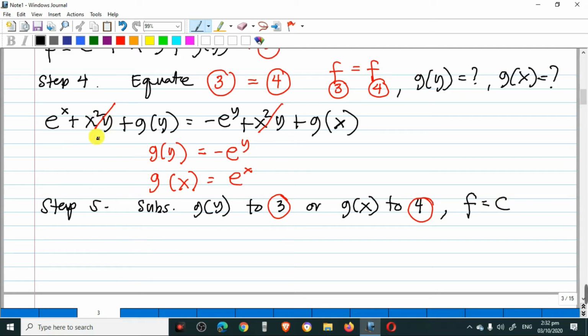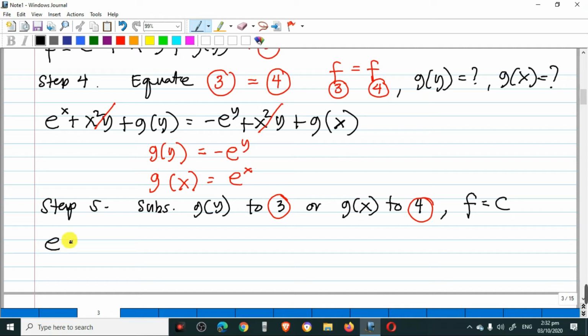Okay? This is our equation number 3 and this is equation number 4. So, ipalit ko na. It's either I will use equation number 3, ipalit mo yung g(y), or equation number 4, ipalit mo yung g(x). So, kahit alin dito sa dalawa, you will arrive with the same answer. So, gamitin ko both para mapatunayan natin that using both equations can be determined the same value of answer.